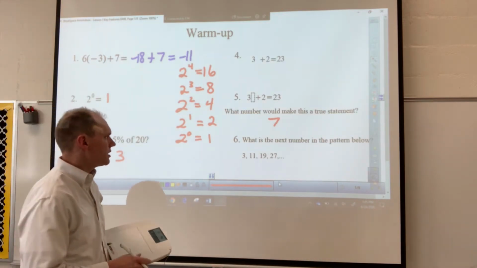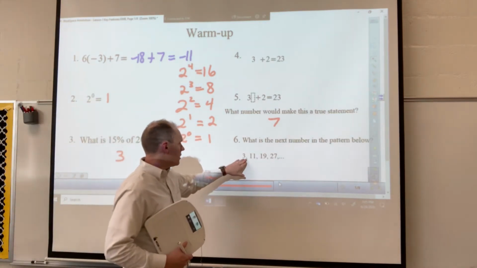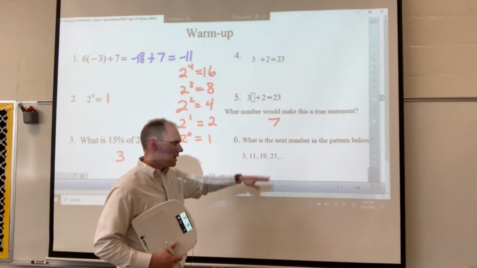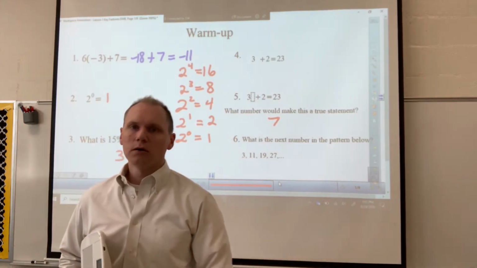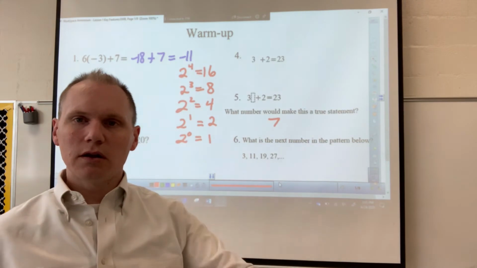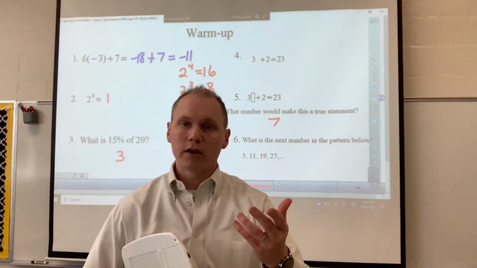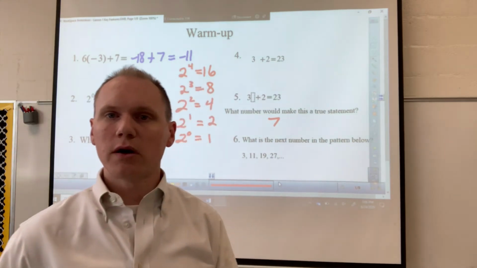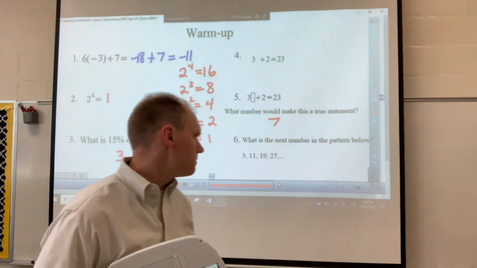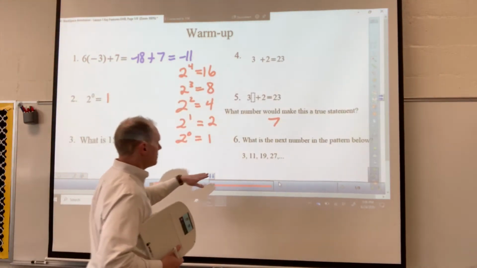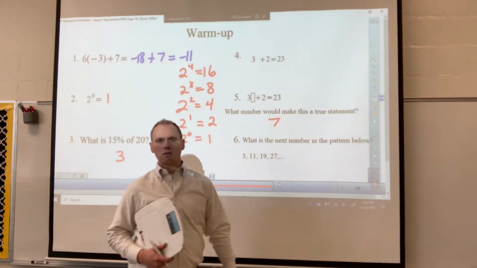What's the next number in the pattern below? Looks like we're adding 8 each time. So it's a constant rate of change of 8 that's involved here. So you might think about linear functions that you learned about back in Integrated 1. So if we add 8 more, we're going to get 35.